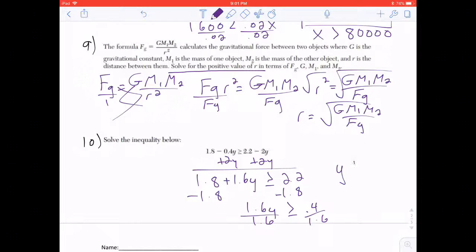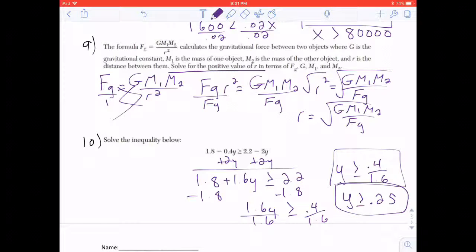Again, when I divide by a positive, I don't have to flip the inequality sign. I could leave it as 0.4 divided by 1.6. I could also have changed it if I was using that calculator. y is greater than or equal to 0.25.